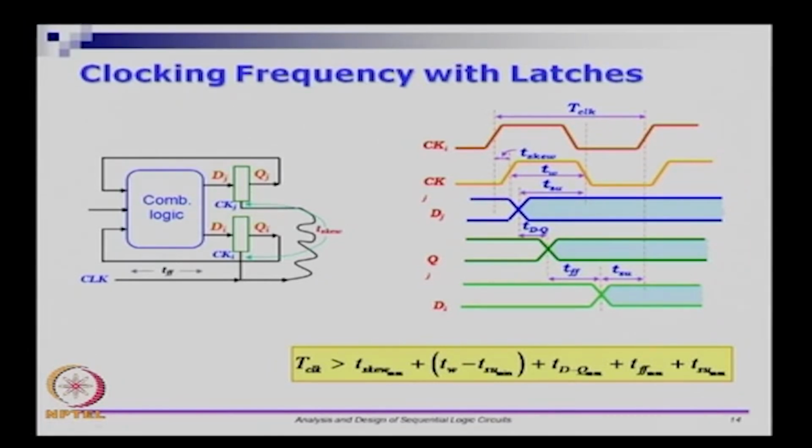So, this expression T clock tells me that for a latch we have to be more careful, there are a lot more parameters involved, and your T clock should be greater than this expression here. So, I also suggest that just like what we did earlier, you go and argue why the maxes and mins are here, and also convince yourself that this expression is correct.